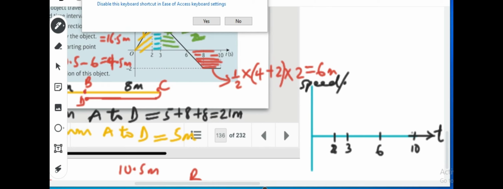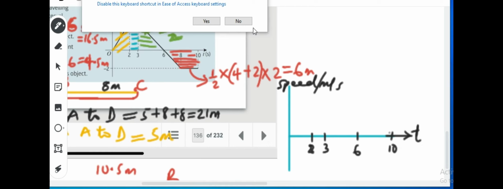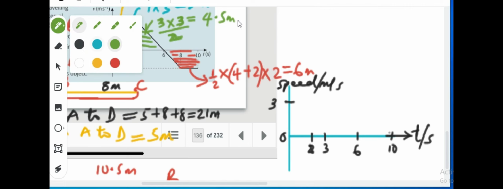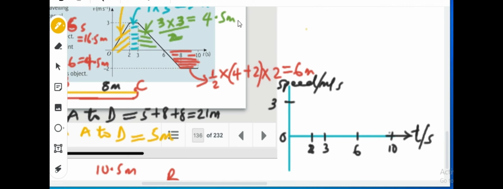Speed in meters per second against time in seconds. Okay, to draw the speed against time graph, we also have 0 and 3 here. Now the first motion, from 0 to 2 seconds, is constant acceleration in the forward direction, so it's going to be this.